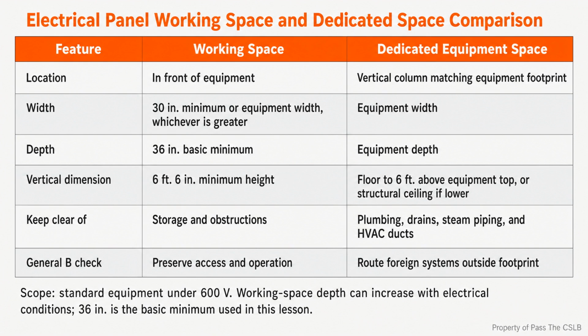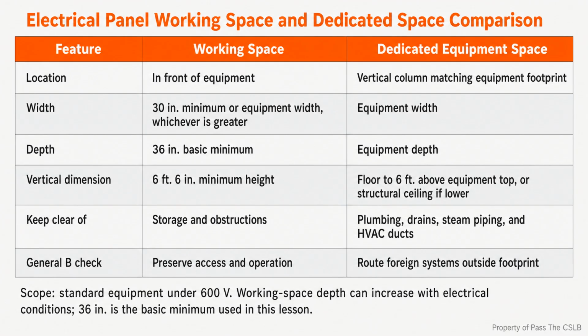For indoor equipment, the dedicated space follows the width and depth of the electrical equipment and extends from the floor to 6 feet above the top of the equipment, or to the structural ceiling when that ceiling is lower. Plumbing, drain lines, steam piping, and heating or cooling ductwork do not belong in that dedicated zone.